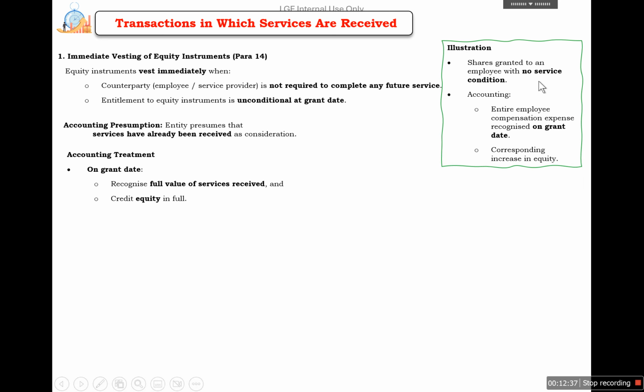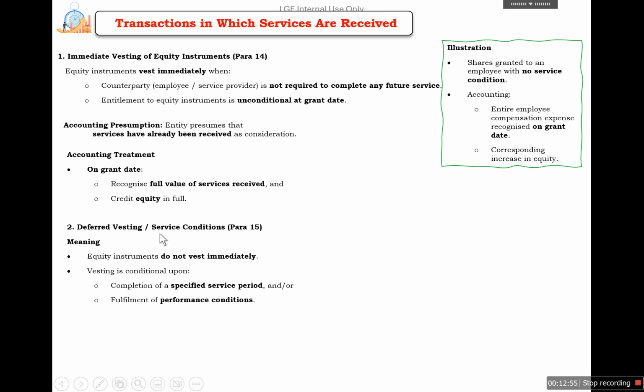On the grant date, he is eligible for the share. So in this case, we need to book the entire employee compensation on the grant date as employee expenses, and correspondingly, we need to increase the equity. So the first case was immediate vesting. The second case is deferred vesting.